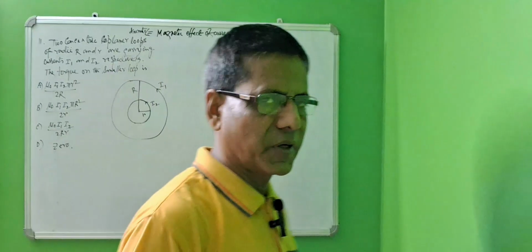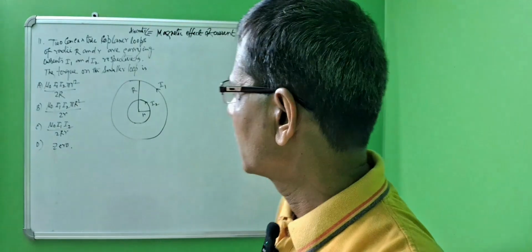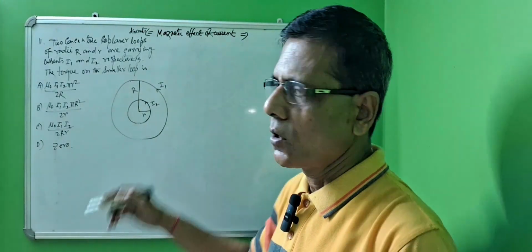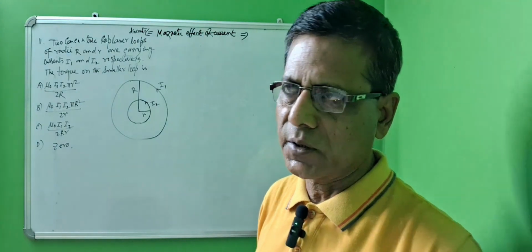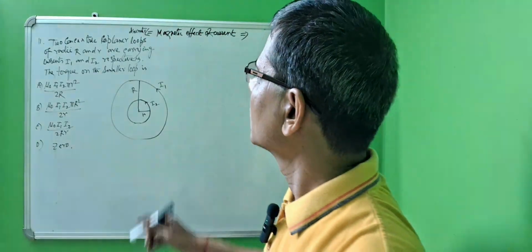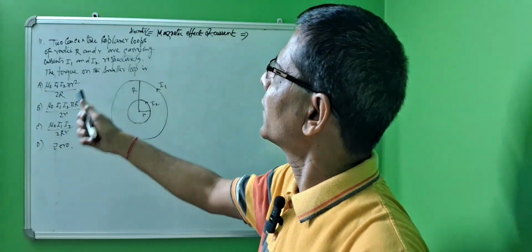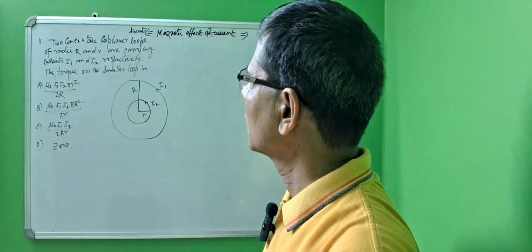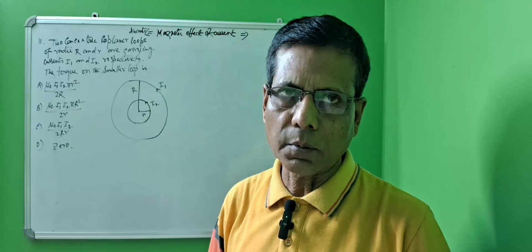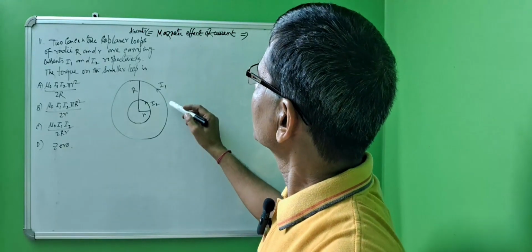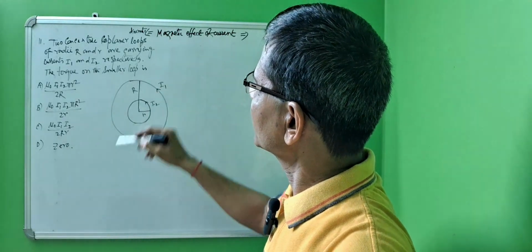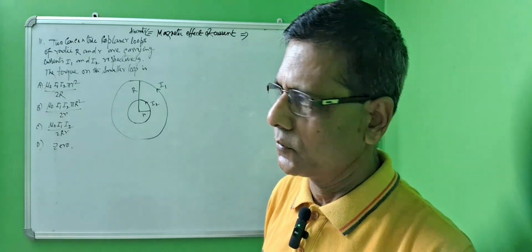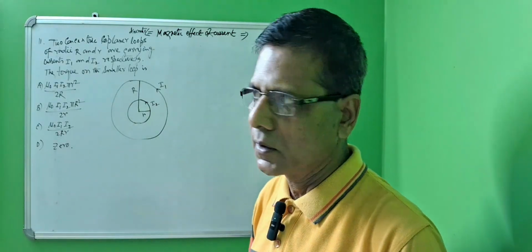This problem is a very interesting problem. Here two concentric coplanar loops are shown in the figure diagram. So last of all, you have to find the torque on the smaller loop. So how to solve this problem? Here is I current, so at the center O, what will be the magnetic field? We have to find that first.